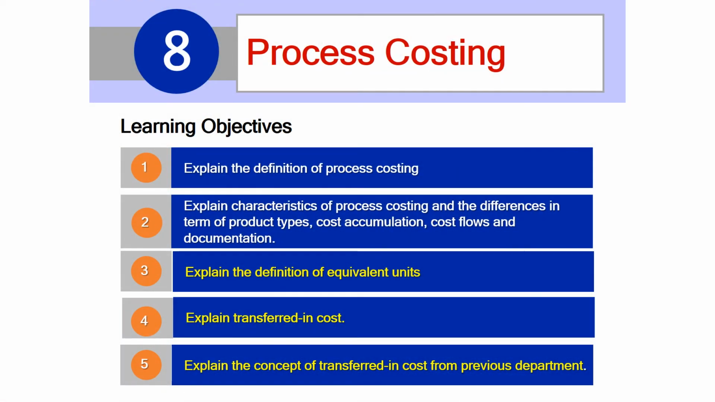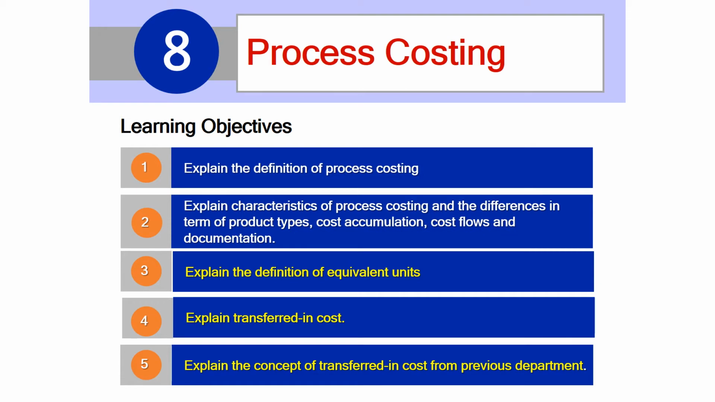After this lesson, students must be able to achieve the learning objectives. 1. Explain the definition of process costing. 2. Explain characteristics of process costing and the differences in terms of product types, cost accumulation, cost flows and documentation. We have done this too in the first part.